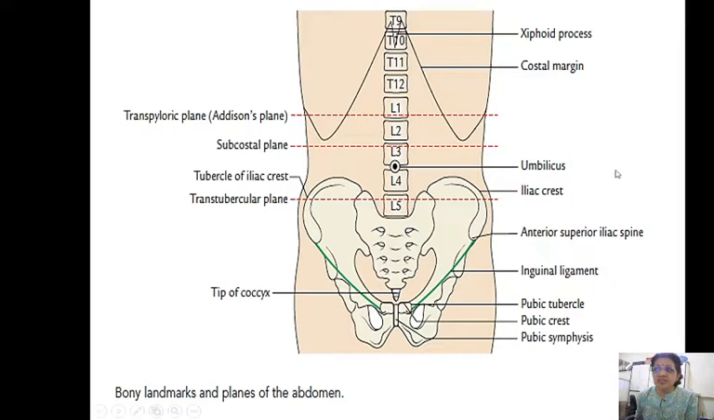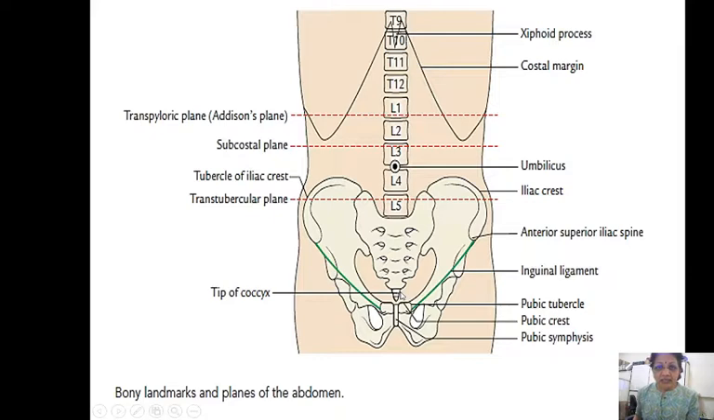But don't get confused. There is something called subcostal plane. It has its own importance. It goes through level of L3. Just remember it is two vertebrae lower than the transpyloric plane. Then you have the transtubercular plane. I've already described the tubercular plane. And you have the tip of the coccyx.